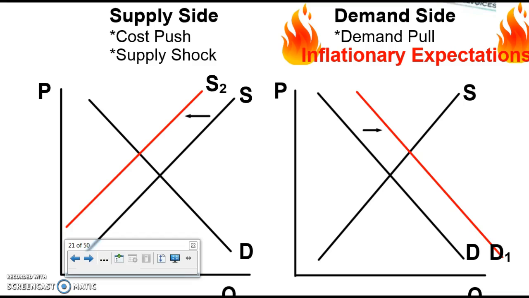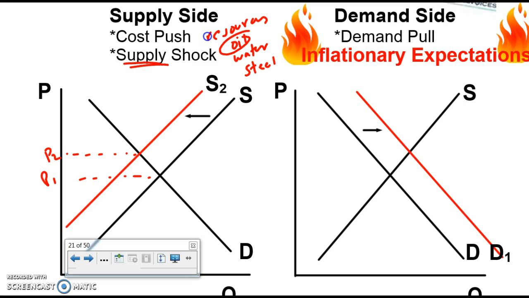But when the price of resources goes up, right, when resources or factor prices go up, something like oil or water or steel, and in the 1970s it was oil. When the price of resources goes up, as we learned in Unit 1, supply shifts left and prices go up, and that's what we call a supply shock or cost push inflation. It's a supply shock because supply is what's shifting. It's cost push because it's the resource costs, right, that change it.